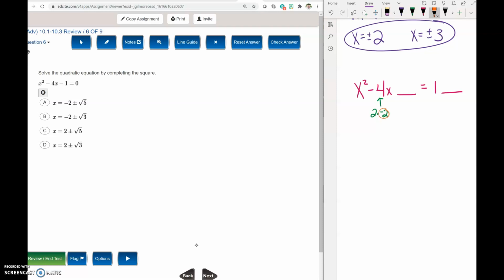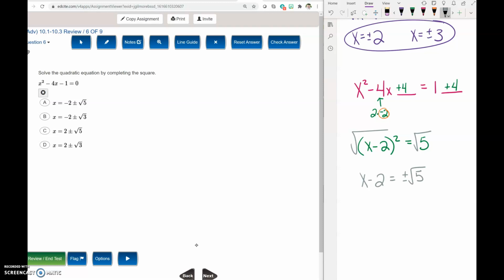That negative 2 is the number that you then need to square. Negative 2 times negative 2 is positive 4. So we're going to add 4 on both sides. Negative 2 was that kind of magical number, so x minus 2 squared equals 1 plus 4, which is 5. Now we can solve this using square roots like we've done on previous problems. x minus 2 equals positive or negative square root of 5.